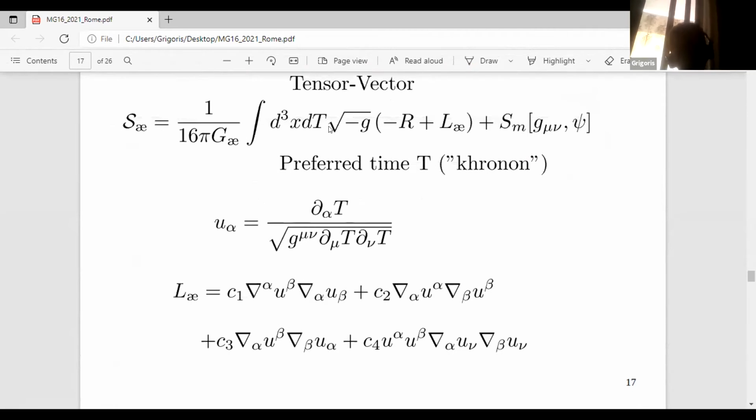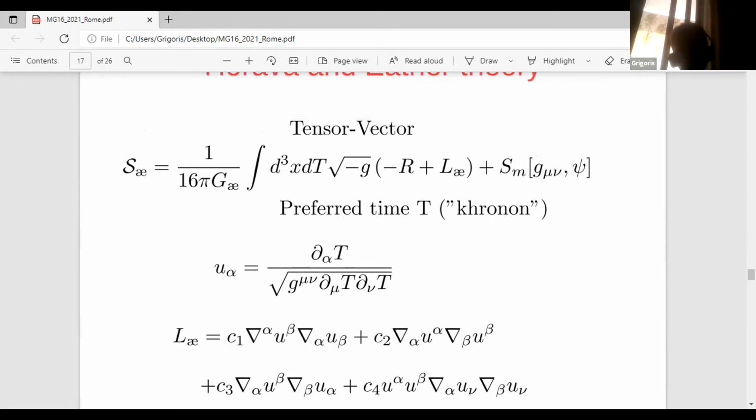So if you write the action like this, the space-time volume is separated like this. We write separately the volume for the usual space and time, which acts like a scalar field called the chronon. Then, via this scalar field, one can define a vector field and write down the Lagrangian in this general form with four coefficients C1, C2, C3, C4. And this is the Lorentz violating vector field. So overall, this is a tensor-vector theory.